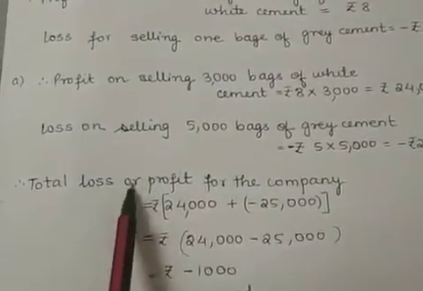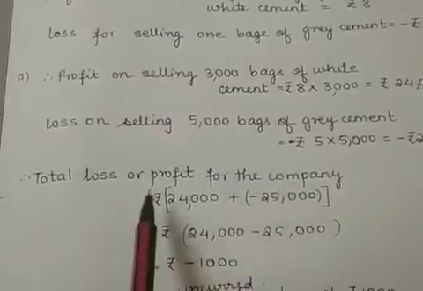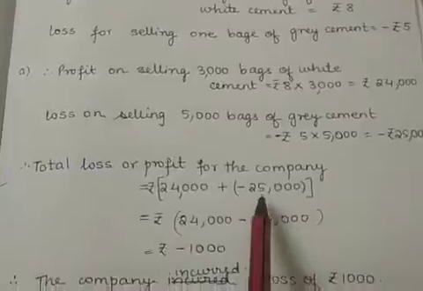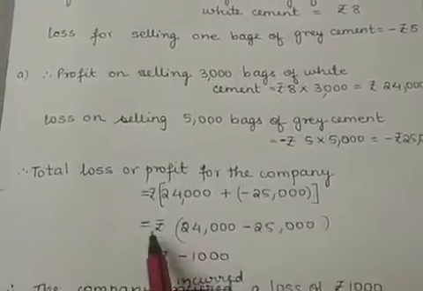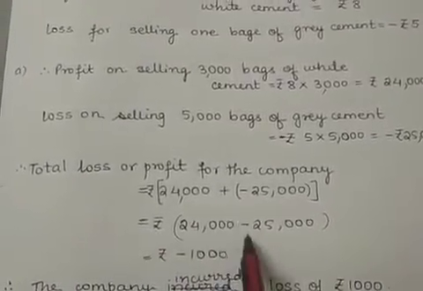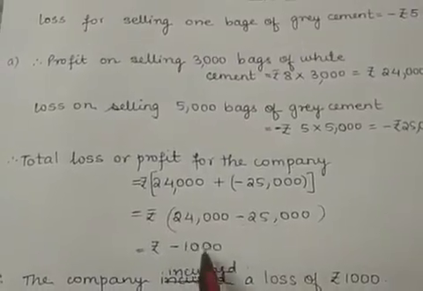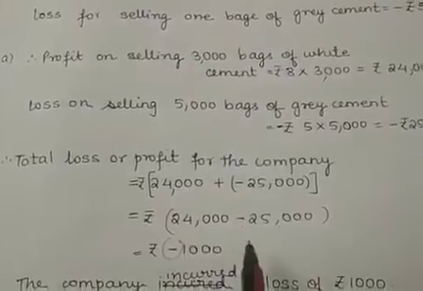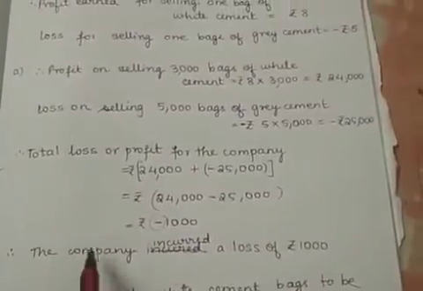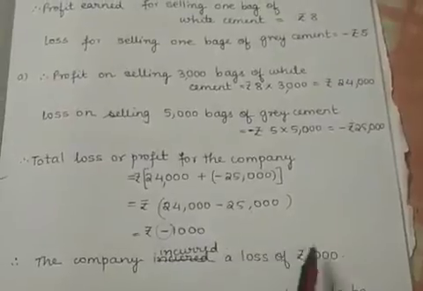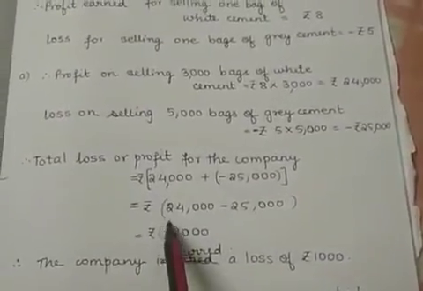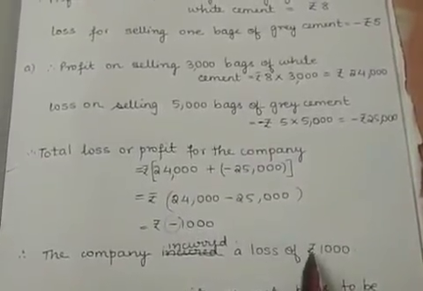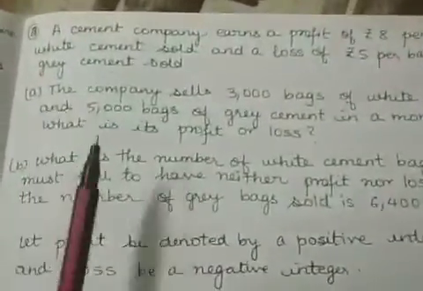So the total loss or profit for the company will be equal to 24,000 plus this, which is minus 25,000, and this is equal to 24,000 minus 25,000, which is minus 1,000. Now since it is minus, it means there is a loss. Okay, therefore the company incurred a loss of 1,000 rupees. Since it is negative sign here, it indicates the company is in loss. This is the first part of the question.